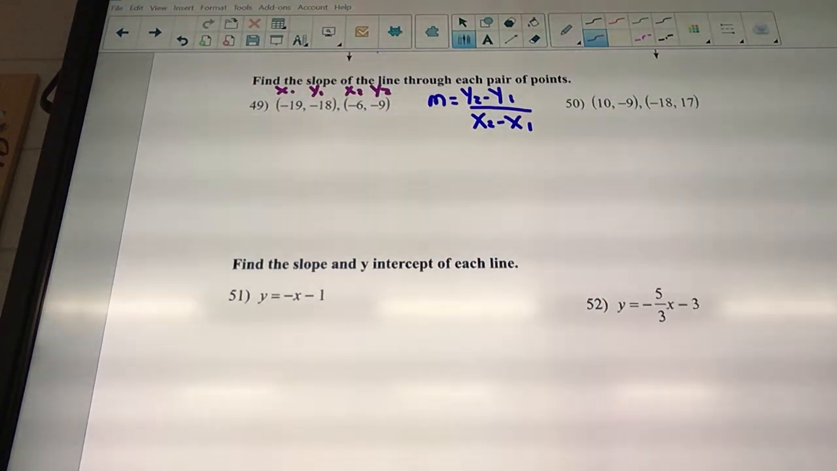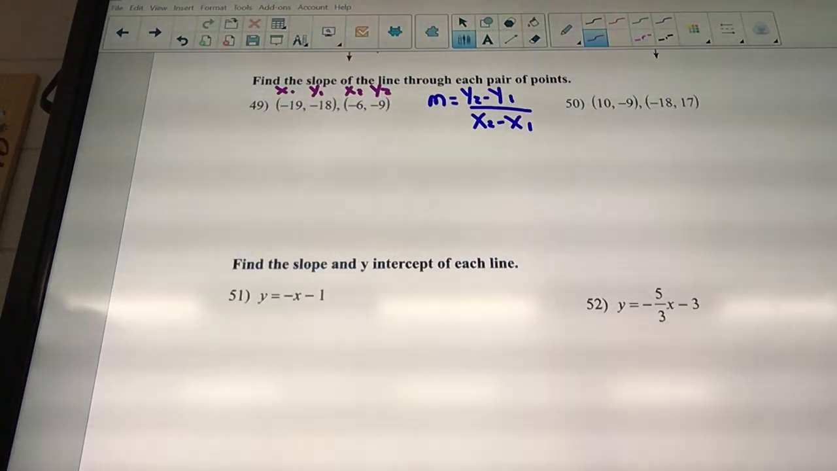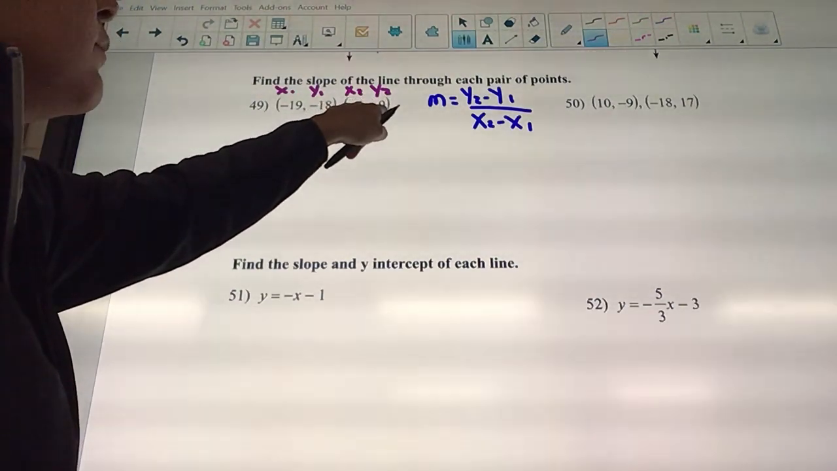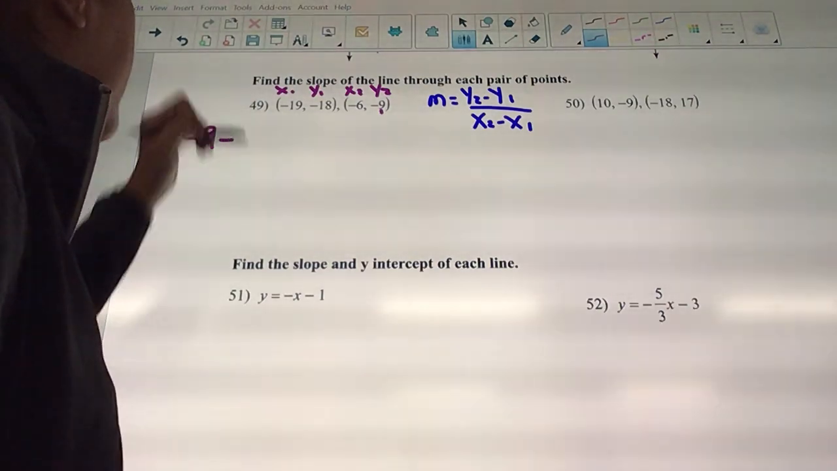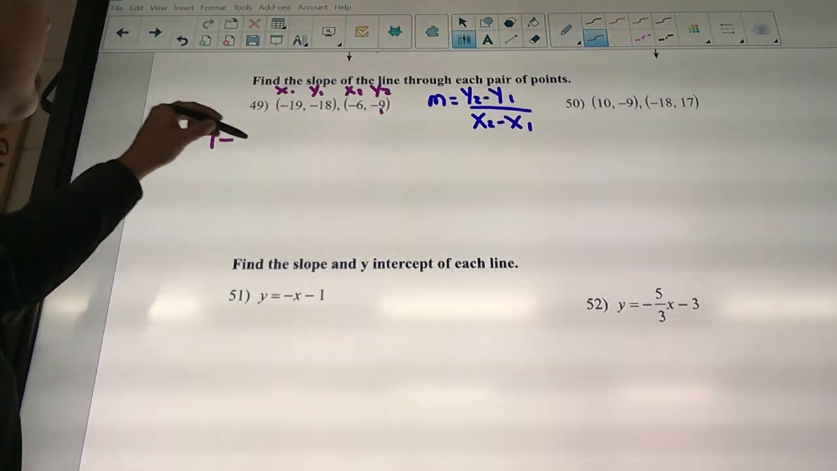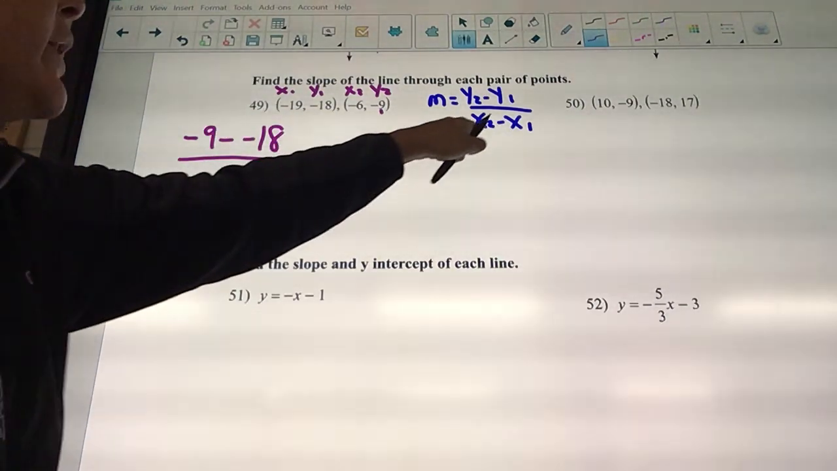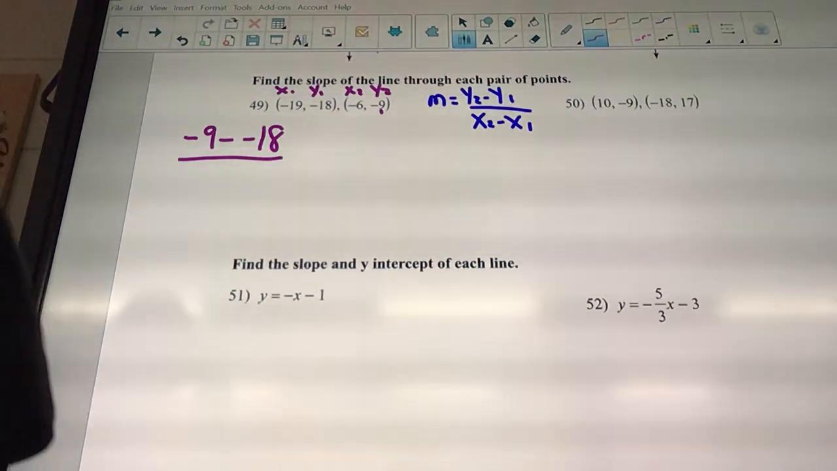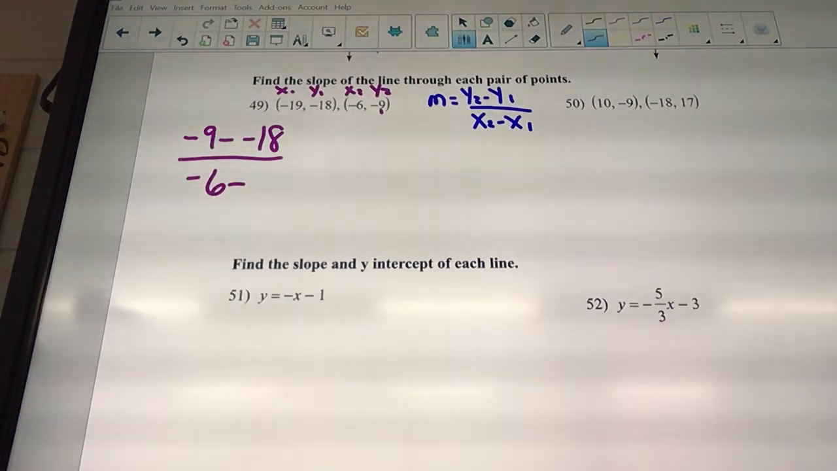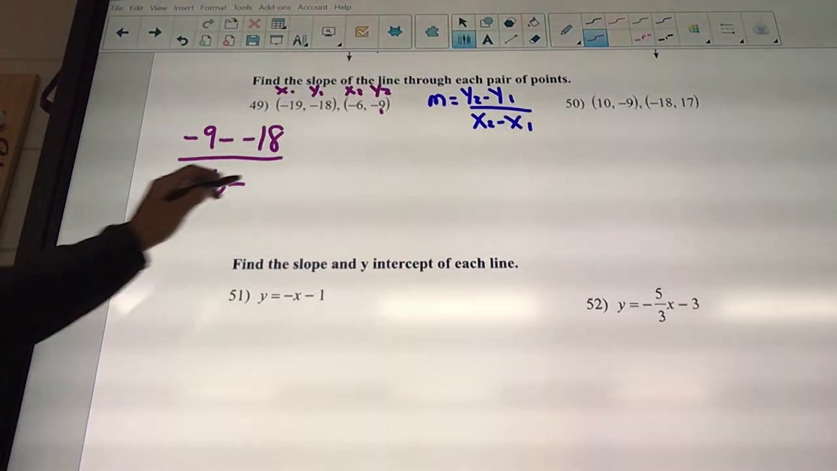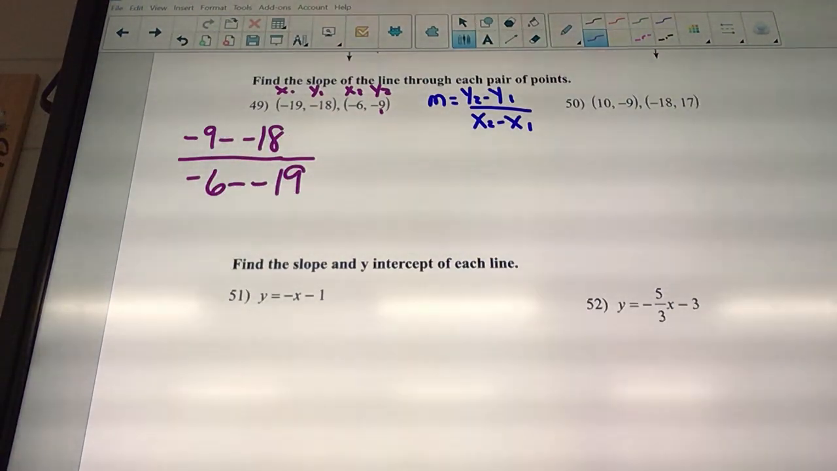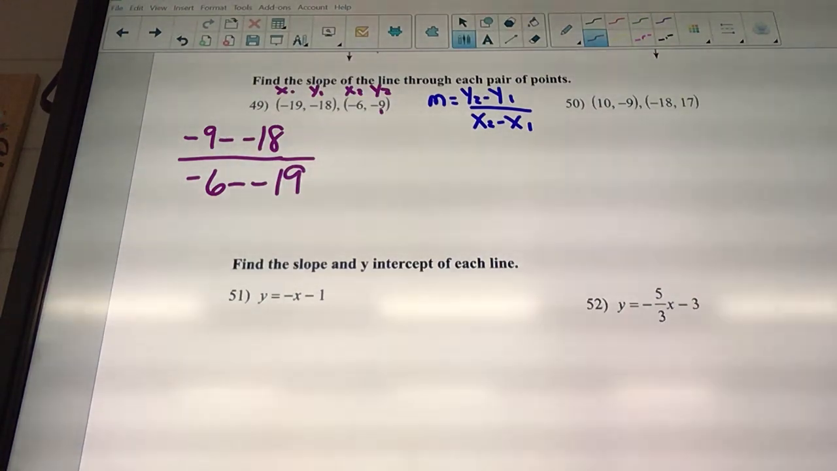Okay, what is my y2? What did I label y2 as? Negative 9. Negative 9 minus, what is y1? Negative 18 over, what's my x2? Negative 6 minus, what is x1? Negative 19. Okay, hit your fraction button on your calculator and type all of that in. It does everything for you. It's just a matter of putting it in the equation.